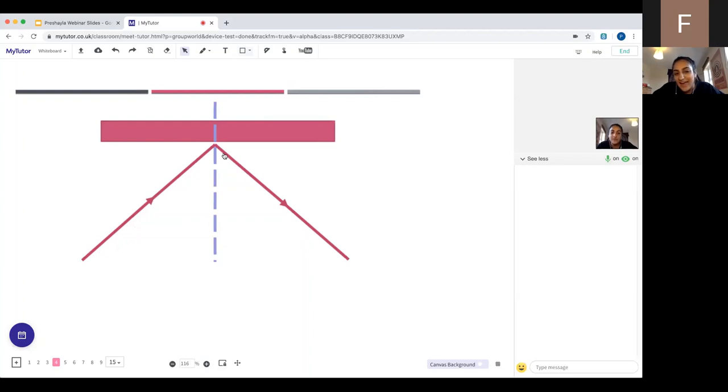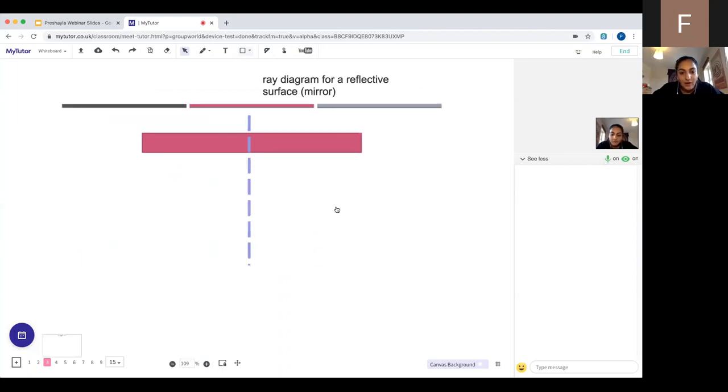Notice that it never actually enters the medium. It never actually enters the mirror. It just gets reflected off just there. Okay. So here we've got our mirror.